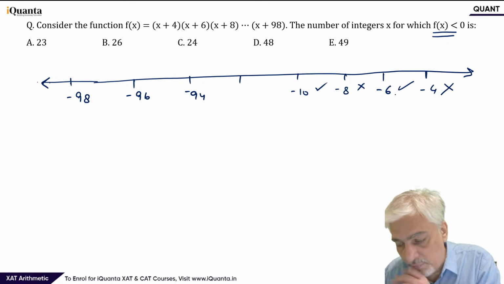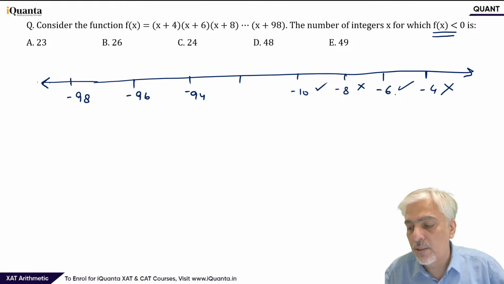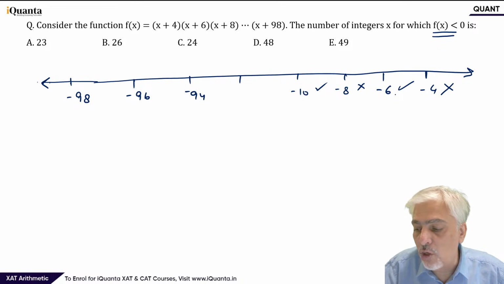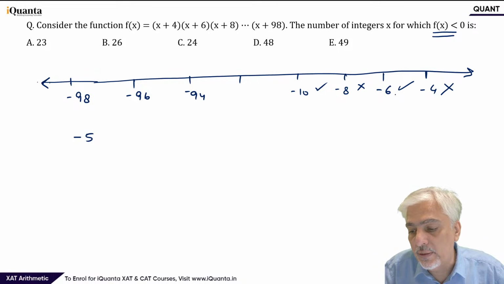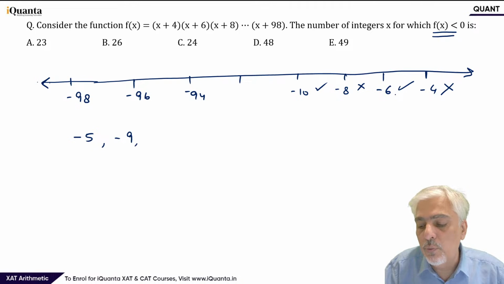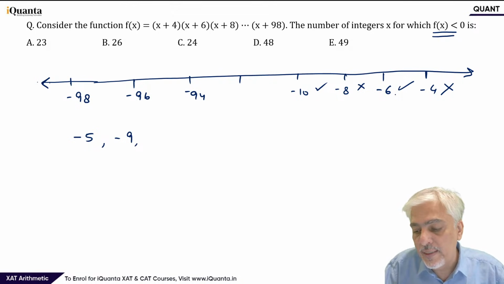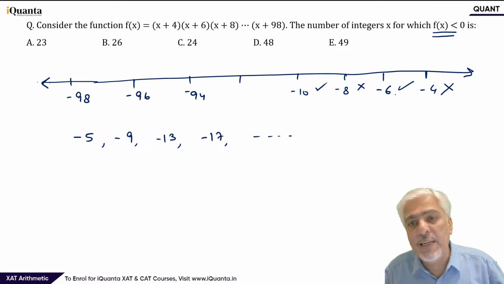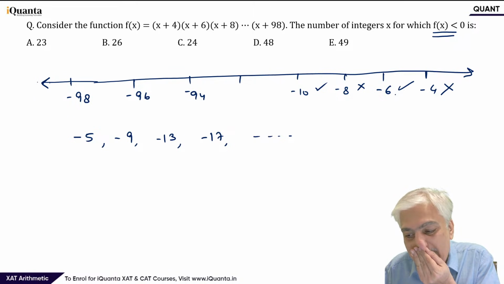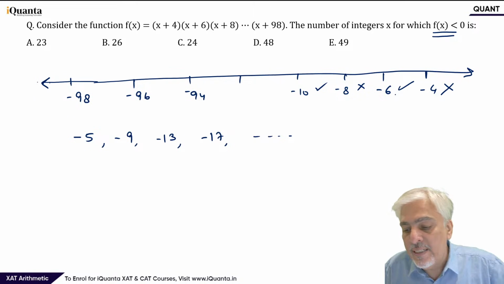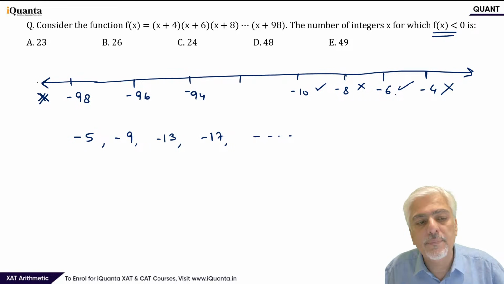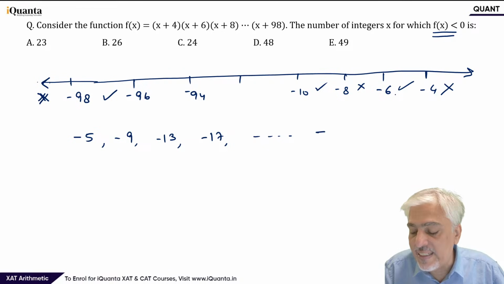So can you now start counting which numbers you are getting? Between minus 4 and minus 6 you will get minus 5. Minus 7 is not allowed because there's a cross over here. Then minus 9 is allowed, which means at a difference of 4 it is allowed. Then minus 13 will be allowed, minus 17 will be allowed, and so on. You just have to be careful which will be my last number. Obviously here a cross will come, otherwise the answer would be infinite. So that is fine, which means the last number will be minus 97.